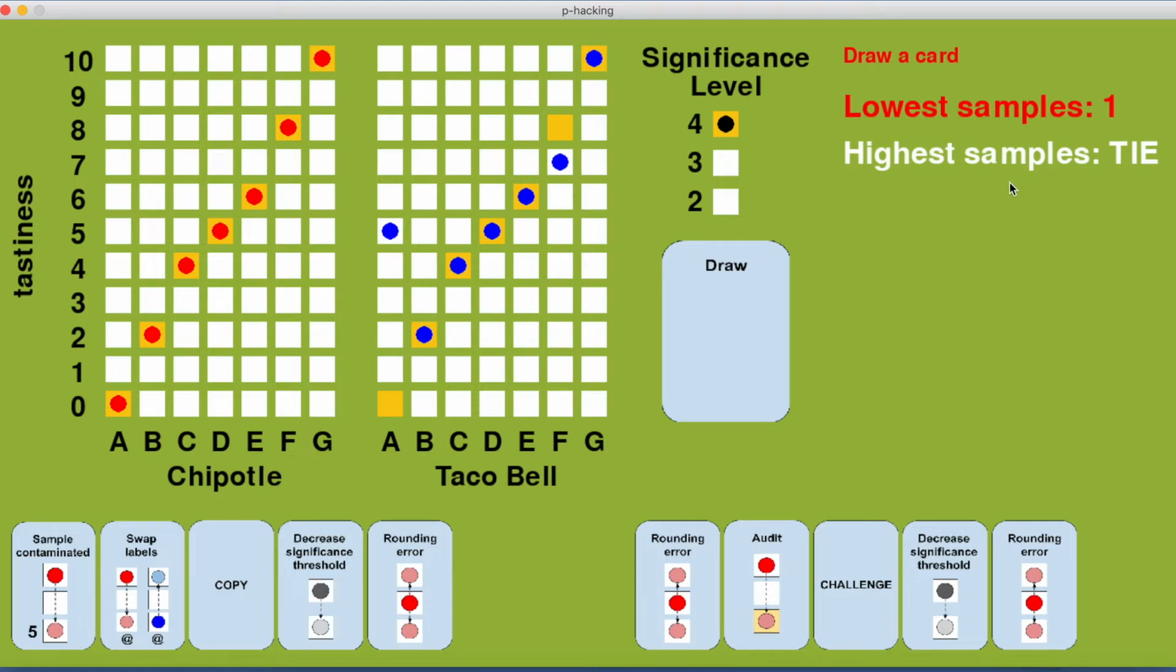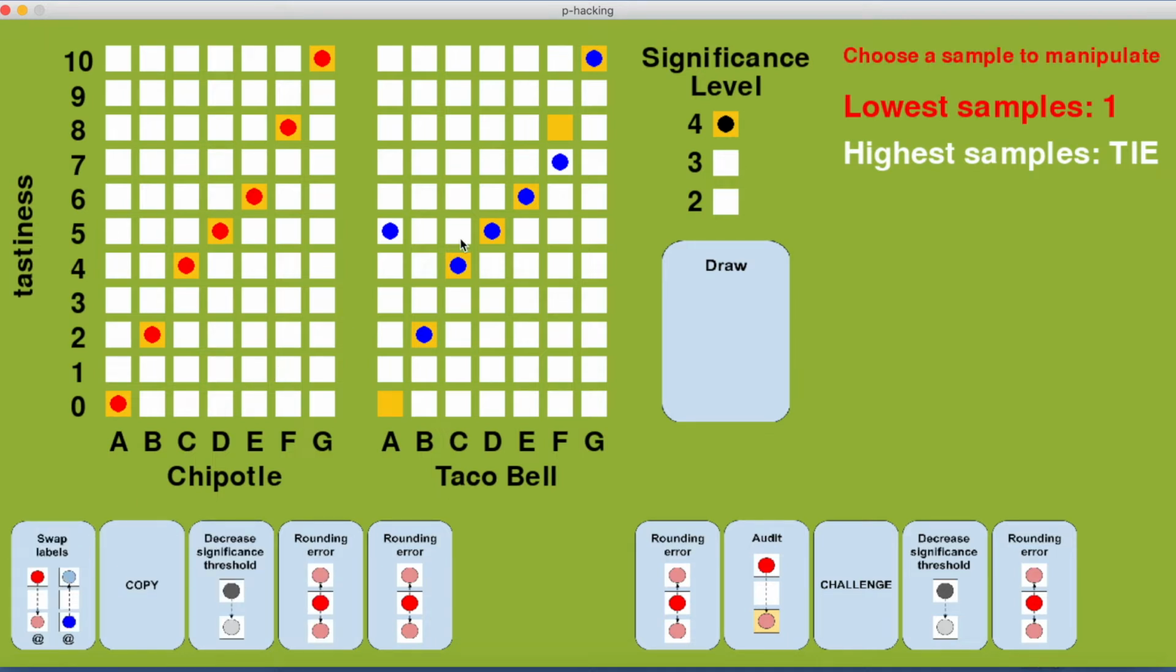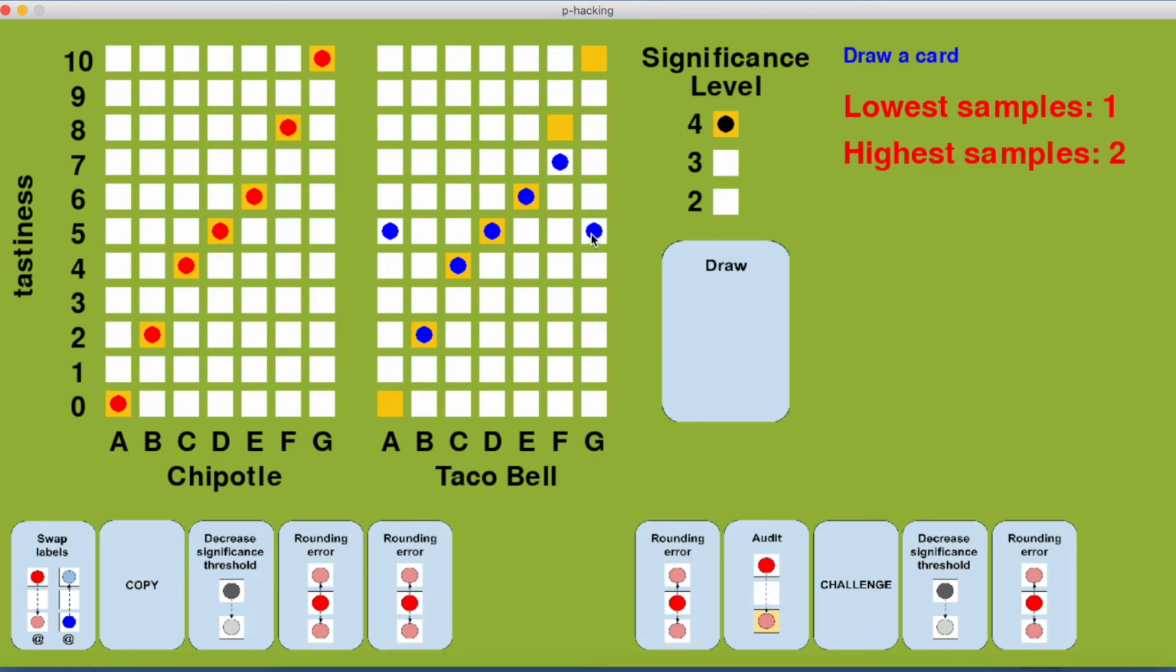In the top right of the screen, this indicates that of the lowest samples across the population, the red samples have the lowest one, but in terms of the highest samples, it's a tie between the red and blue populations. On red's next turn, they draw another card, and now they'll use the contaminated sample action, which will allow you to reset the value of any sample to 5. So they will be trying to get rid of the blue population's highest points, so they'll get rid of this 10 and set it down to 5.